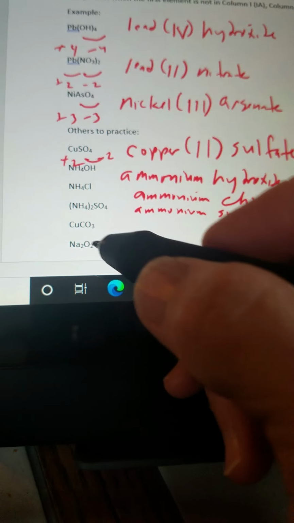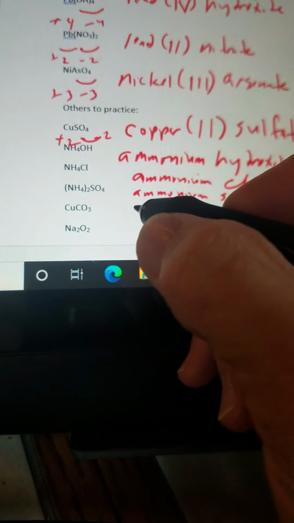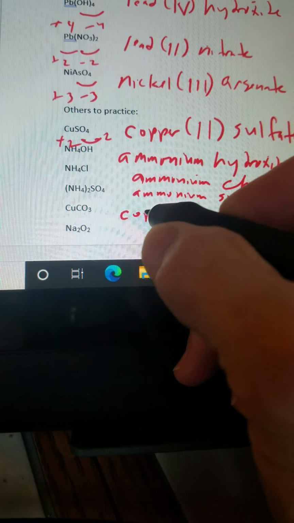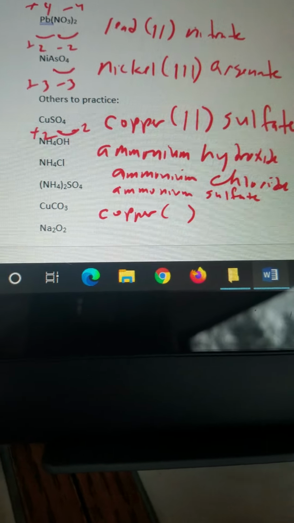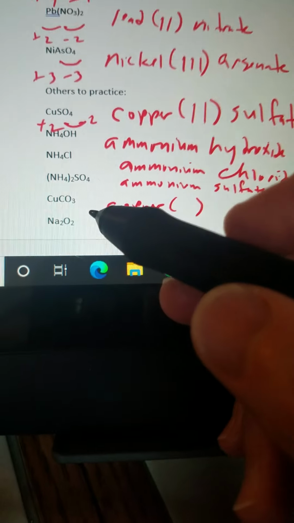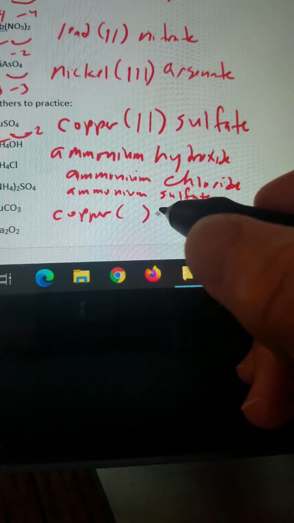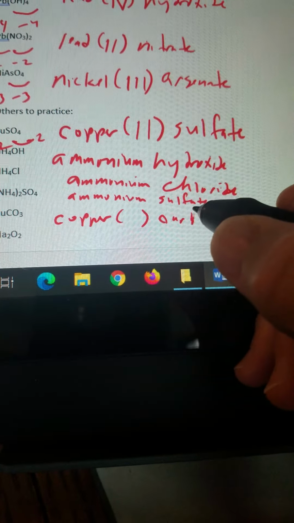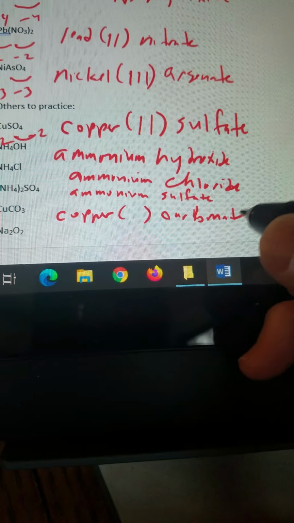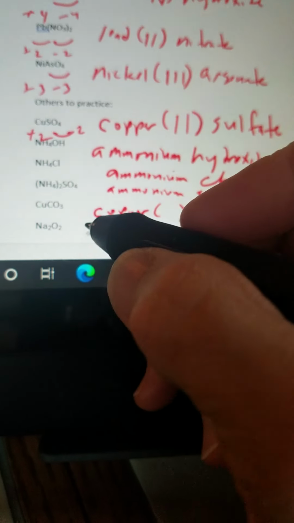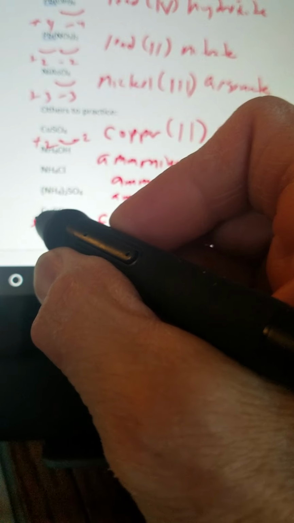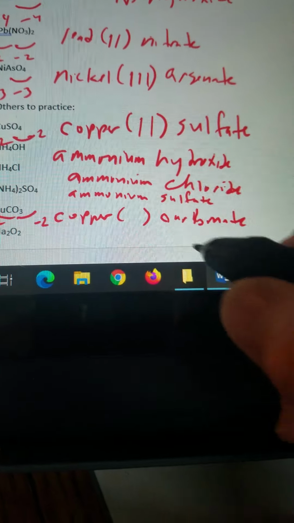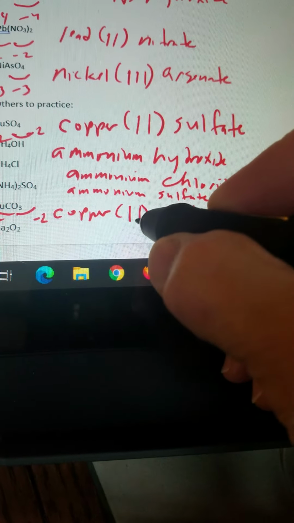If you look at this next one, we have copper as our first element. Does it need a Roman numeral? Well, yes, because it's not in the first two columns or silver, cadmium, zinc, or aluminum. And then our CO3 is a polyatomic ion that is called carbonate. So you look up the charge of the carbonate, it's -2. Since this is -2 and I only have one of them, then that means the copper has to be +2 to balance it out and get a 0 overall charge. So my Roman numeral here would be a 2.